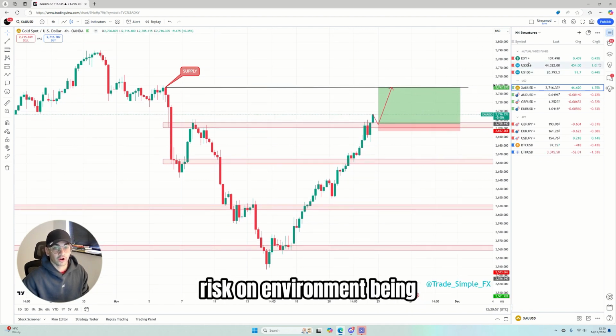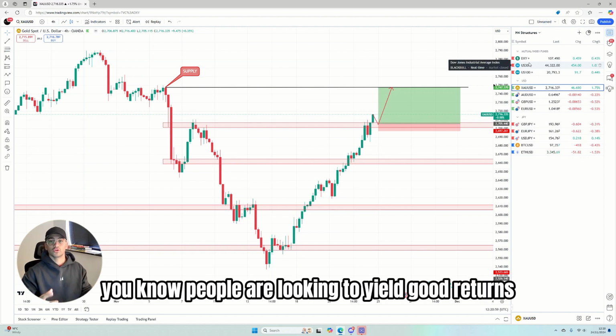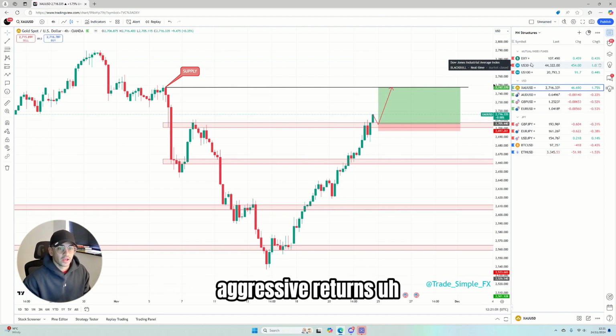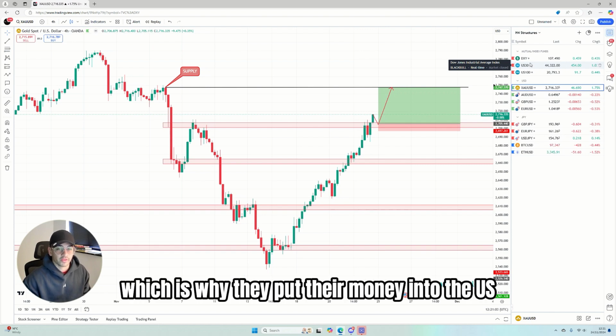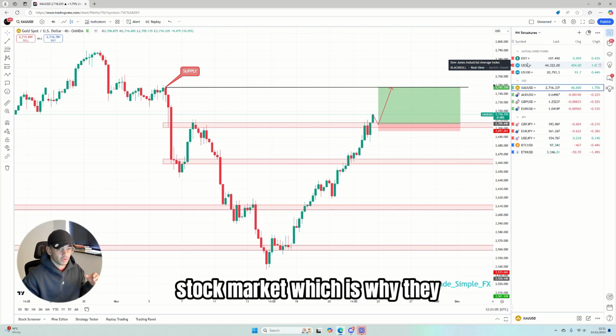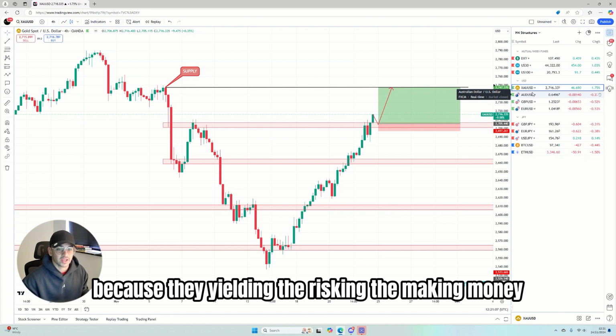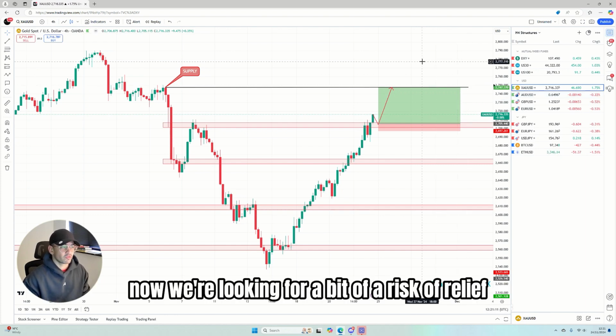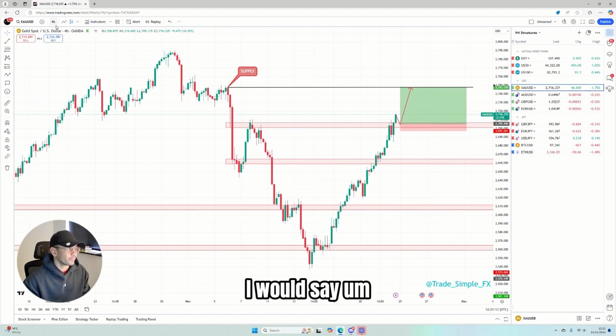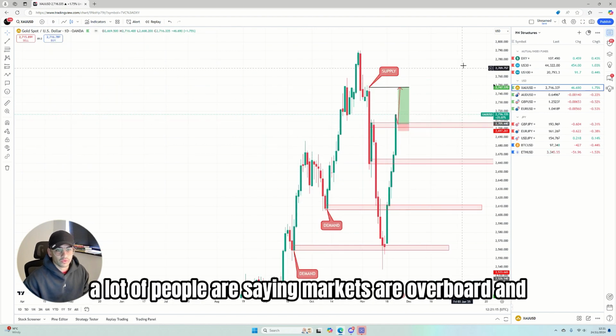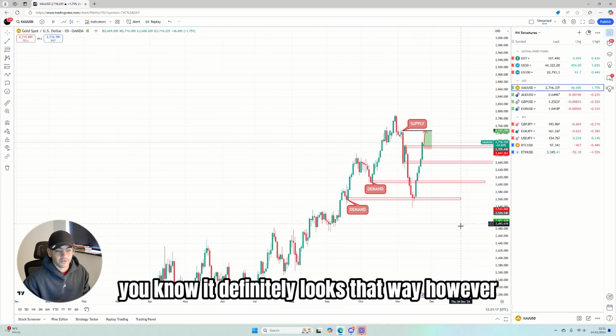Now, a risk-on environment is where people are looking to yield good returns, aggressive returns, worthwhile returns, which is why they put their money into the US stock market, and into things like Bitcoin, because they're yielding, they're risking, they're making money. Now, we're looking for a bit of a risk-off relief, I would say. A lot of people are saying markets are overbought, and it definitely looks that way.